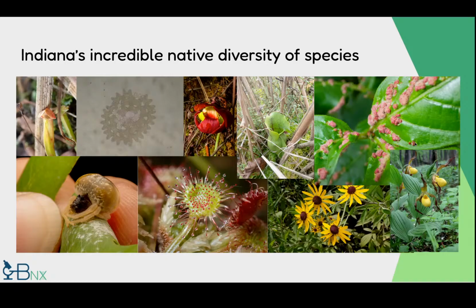Same with Drosera rotundifolia right here. It's a sundew, but it works kind of like a Venus flytrap. If a fly lands on that, it closes up around it and eats the fly. And those are just a few. We have so many really cool species in Indiana that are still here if you know where to look.